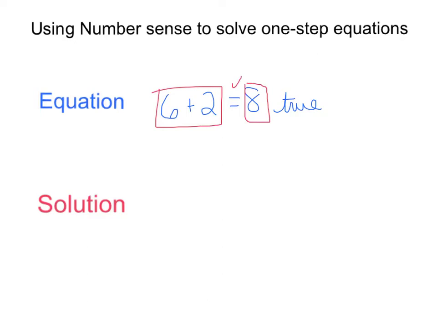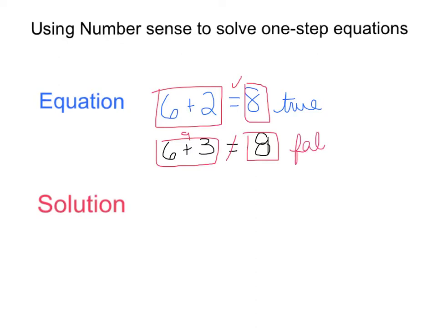However, sometimes I might say 6 plus 3, and let's pretend I want to say that equals 8. When I look at this equation, I get 6 plus 3, which is 9, and I get 8. Is 8 equal to 9? No. So they are not equal, and I would say that this is a false equation.